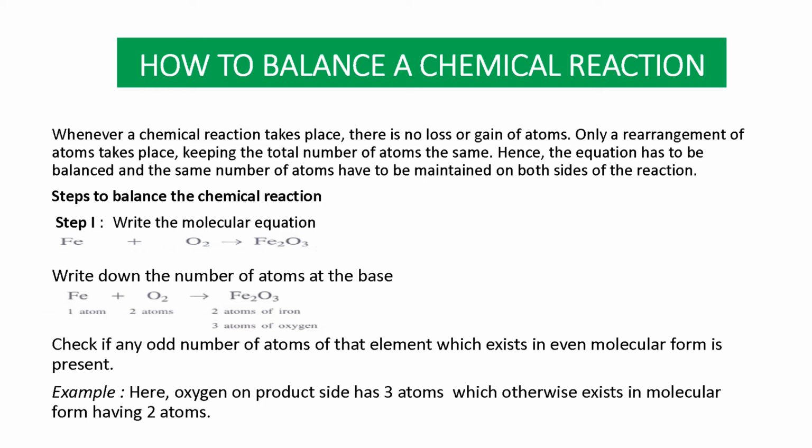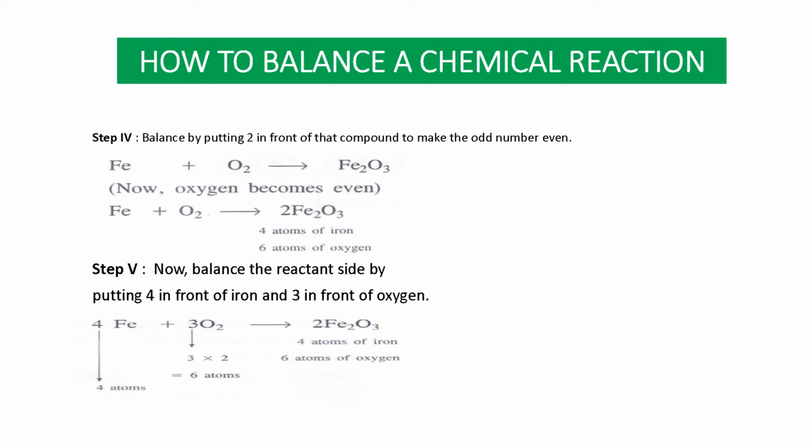Now we come to step 5. Now balance the reactant side by putting 4 in front of iron and 3 in front of oxygen. So this is the reaction, and now we are going to balance it. How do we balance? We multiply iron by 4 and oxygen by 3. In this equation you can see this is not balanced, because there is 1 atom of iron and 2 atoms of oxygen, but on the product side there are 4 atoms of iron and 6 atoms of oxygen.